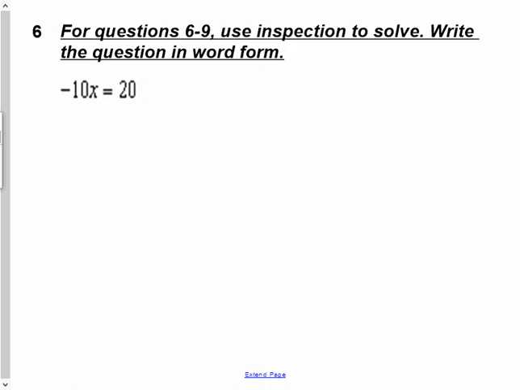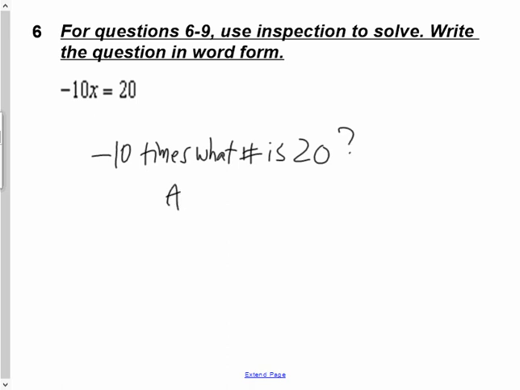Questions 6, 7, 8, and 9 are all using inspection to solve. A lot of people had these wrong. It says, write the question in word form. What would you be asking yourself if you were to solve this? The question is: negative 10 times what number is 20? And the answer, negative 10 times negative 2 is a positive 20. So that's what we'd expect to see for that. Answer, negative 2.